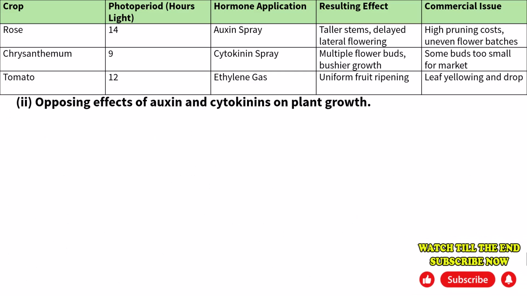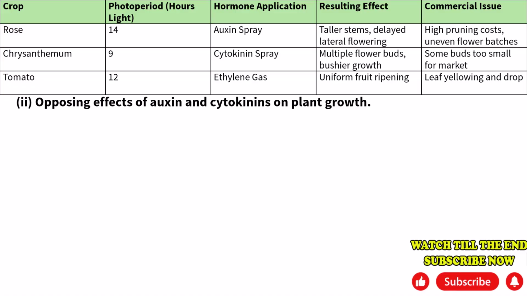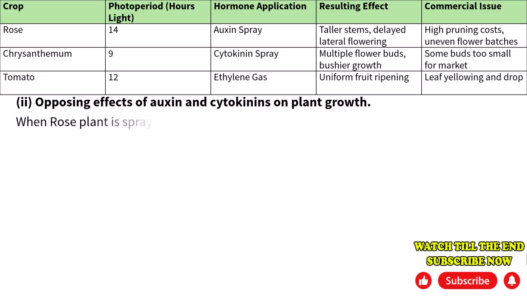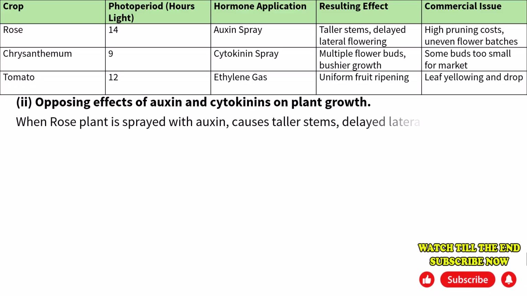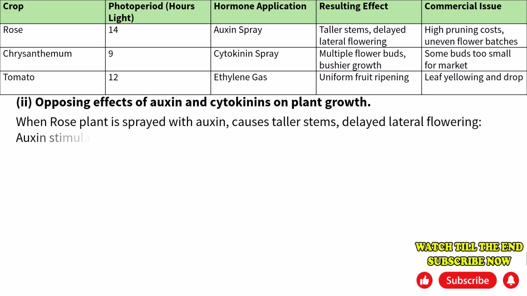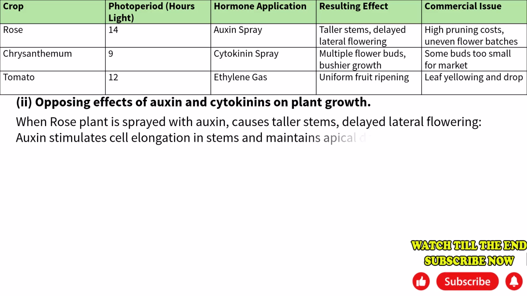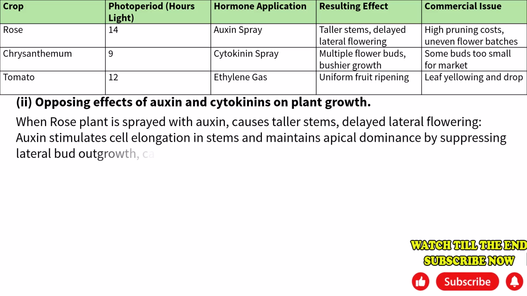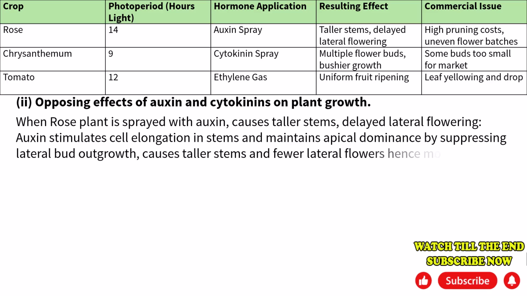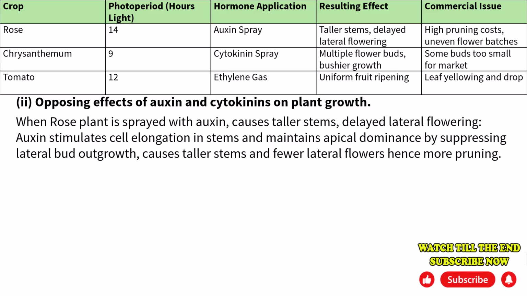The opposing effects of auxin and cytokinin on plant growth. When a rose plant is sprayed with auxin, it causes taller stems and delayed lateral flowering. Auxin stimulates cell elongation in stems and maintains apical dominance by suppressing lateral bud outgrowth, causing taller stems and fewer lateral flowers, hence more pruning.